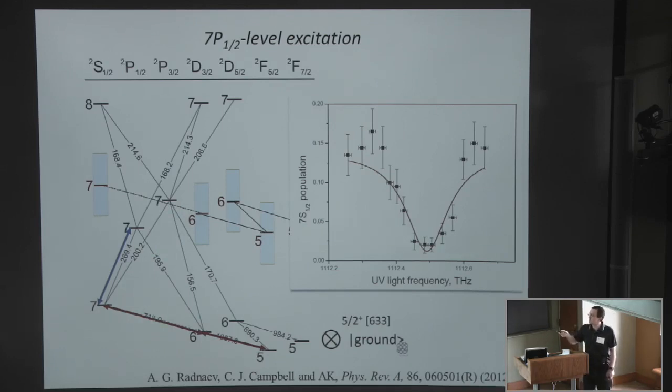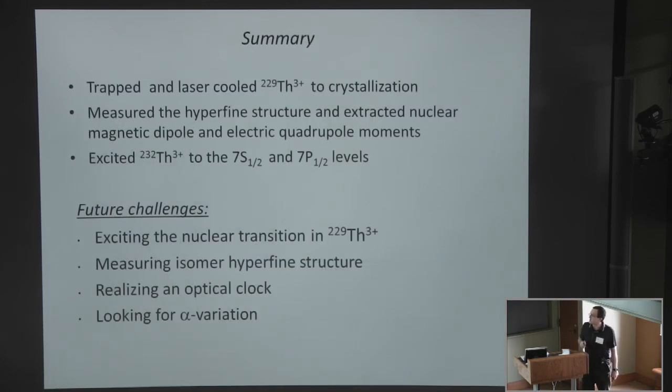So the next step for us would be to repeat these population steps into the 7p for the 229 isotope, and then apply this essentially rainbow of light from 800 nanometers to 250 nanometers in order to excite the isomer transition. And hopefully that will eventually work.